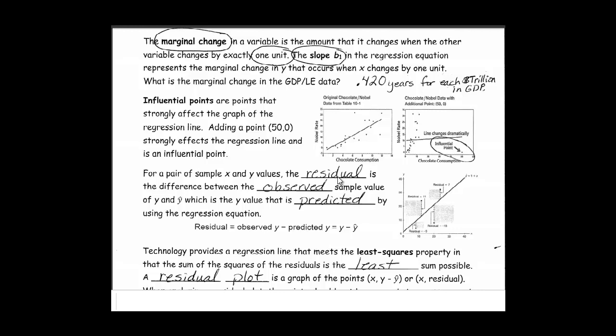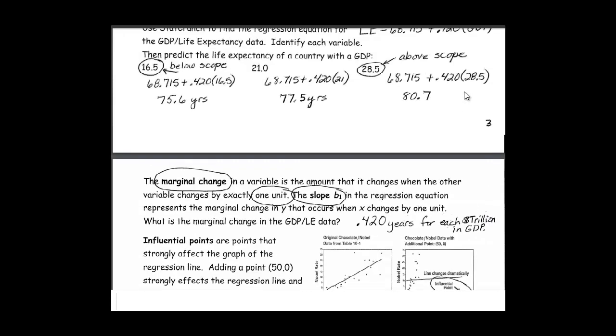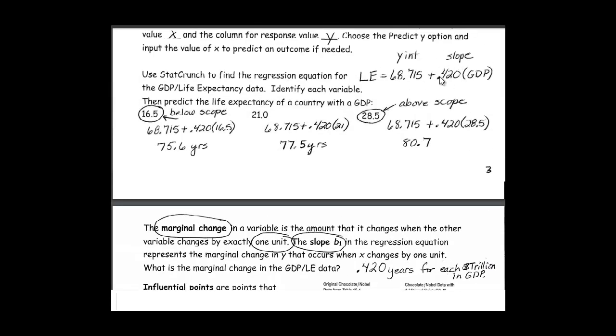The marginal change in a variable is the amount that it changes when the other variable changes by exactly 1 unit. That 1 unit is the slope, and the regression equation represents that marginal change. So the slope is the marginal change. And in our example, what is the marginal change in our gross domestic product and life expectancy data? You could expect that you would live 0.420 years longer for each $1 trillion in gross domestic product. And we get that from the equation here, this slope. For every $1 trillion of increase, you could expect to live that much longer.